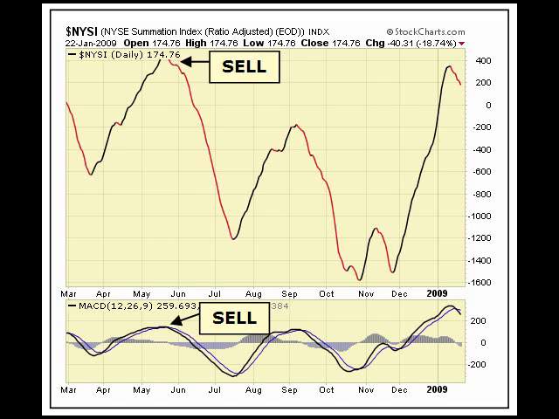Now again, if you look at the bottom of the chart, you can see the black MACD line crossing below the 9-day EMA line, which is the purple line, triggering a sell signal. Then in July, the summation index MACD turned positive when the MACD line crossed above the 9-day EMA trigger line and a rally followed.